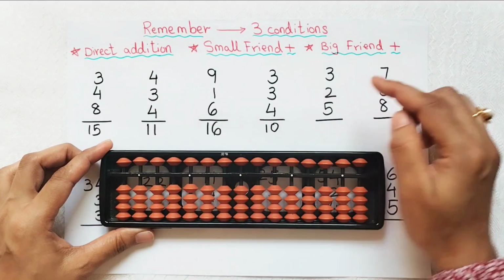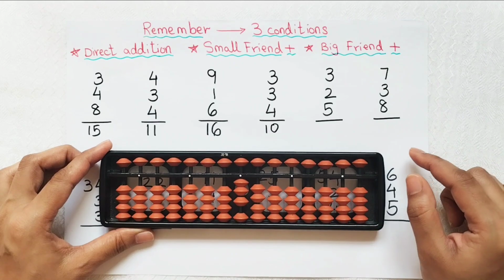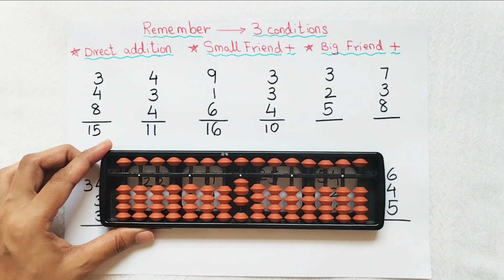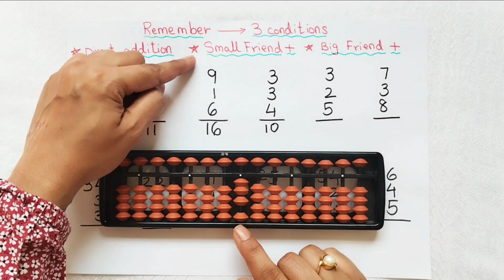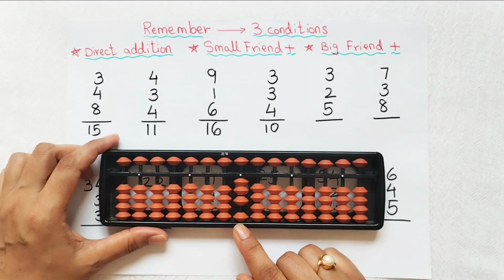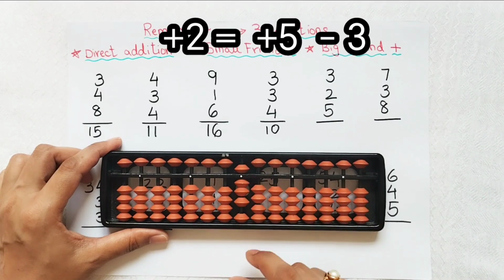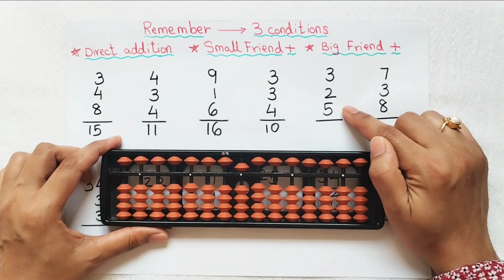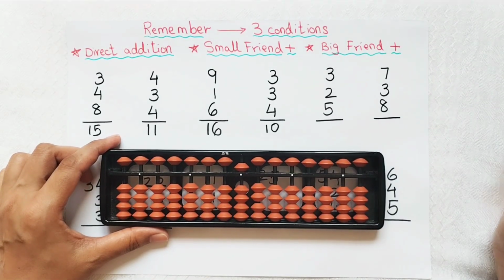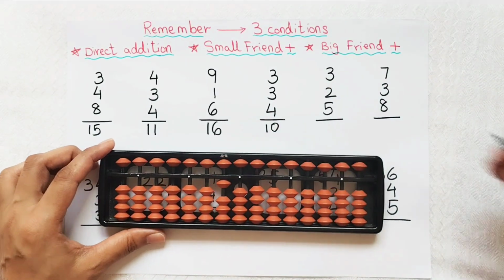Next one. 3 plus 2 plus 5. First place the number 3 here. Plus 2. Plus 2 again. Direct addition not possible. Small friend. I have to go for small friend. So small friend formula for plus 2 is plus 5 less 3. And now plus 5. So 5 we all know it's a big number. So it is plus 10 less 5. The answer is 10.